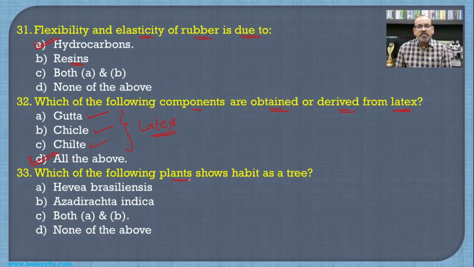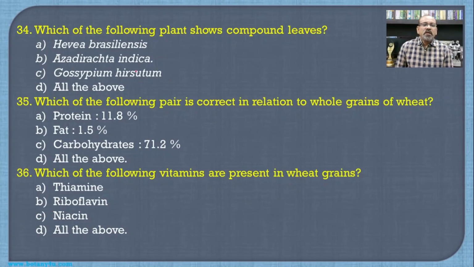Then, which one of the following plants shows habit as a tree? Earlier we have seen that Hevea brasiliensis is also a tree. Even Azadirachta indica, that is the neem plant, is also a big tree, and hence both A and B are trees by habit, and hence it is the answer for this question. Then, which of the following plants shows compound leaves?